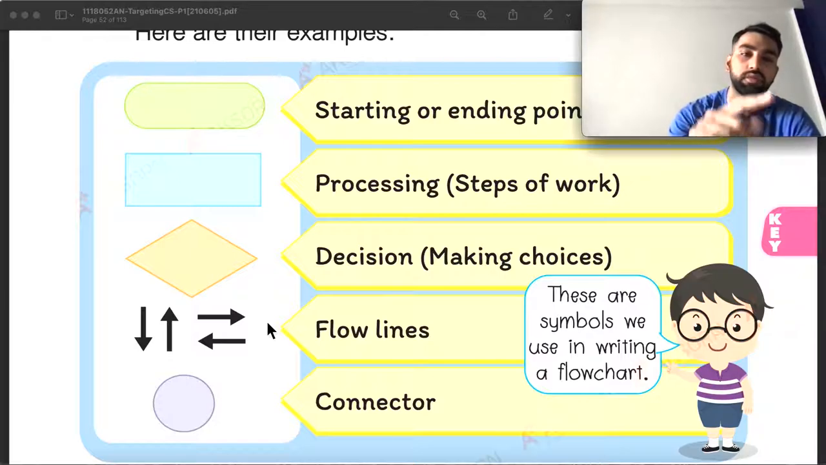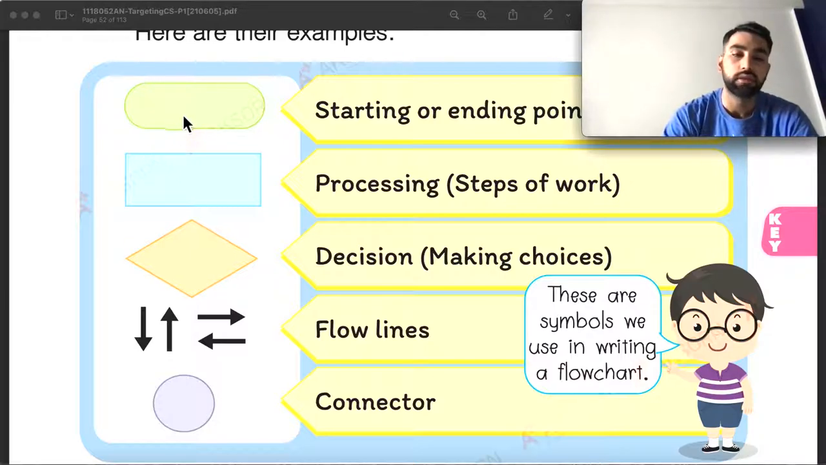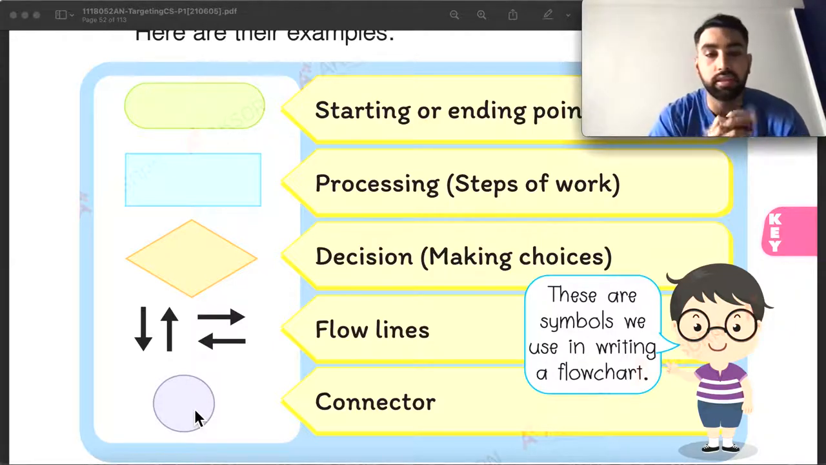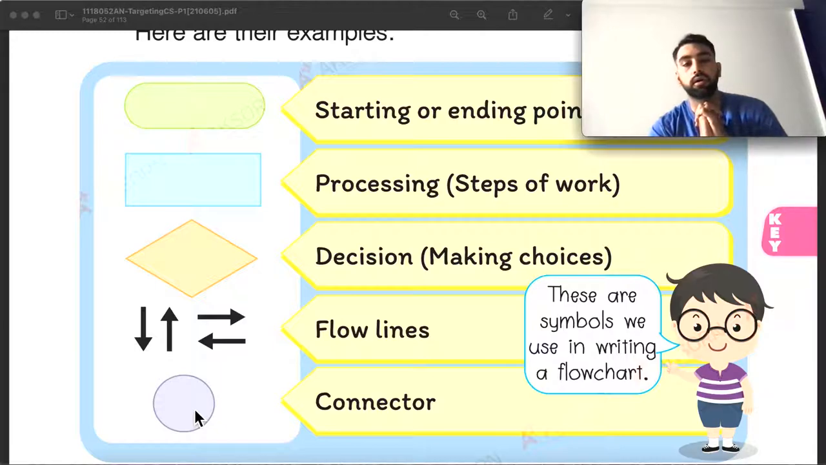As you see, as we study about this one: start or end. This one, process. This one, decision. This is flow line. This is connector, all right? So these are the things that we study in our topic of problem solving, all right?